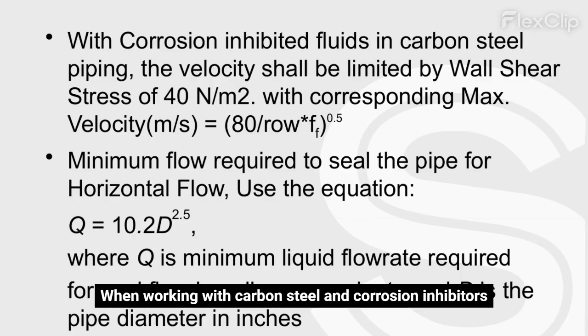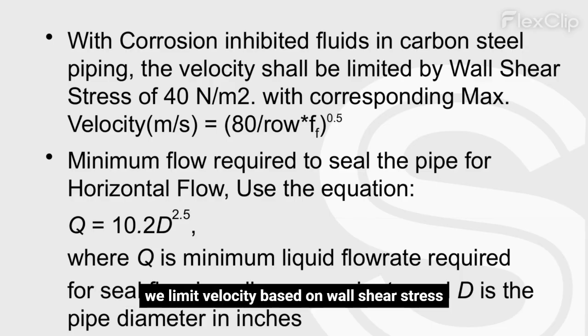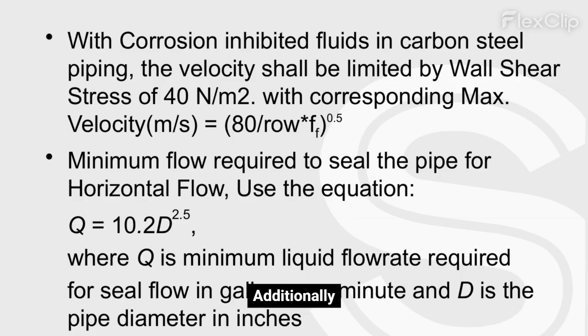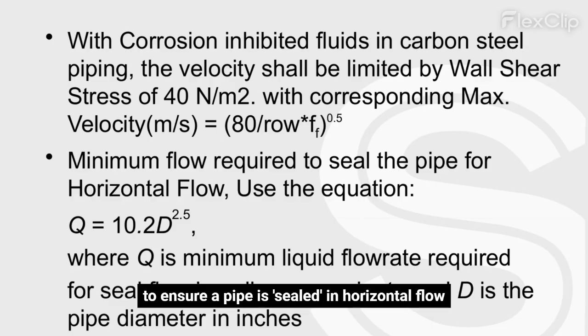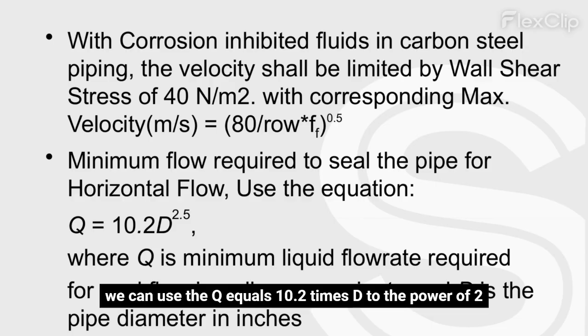When working with carbon steel and corrosion inhibitors, we limit velocity based on wall shear stress, typically 40 newtons per square meter. Additionally, to ensure a pipe is sealed in horizontal flow, we can use the Q equals 10.2 times d to the power of 2.5 formula to calculate the minimum liquid flow rate required.